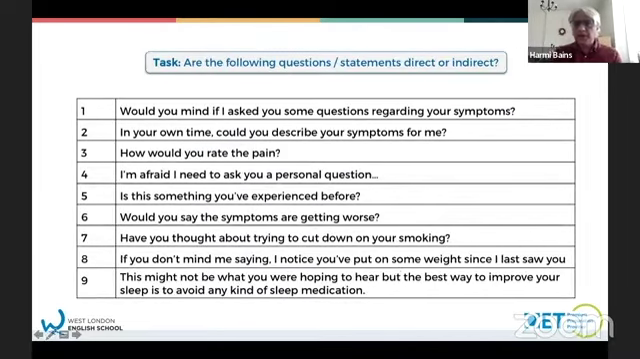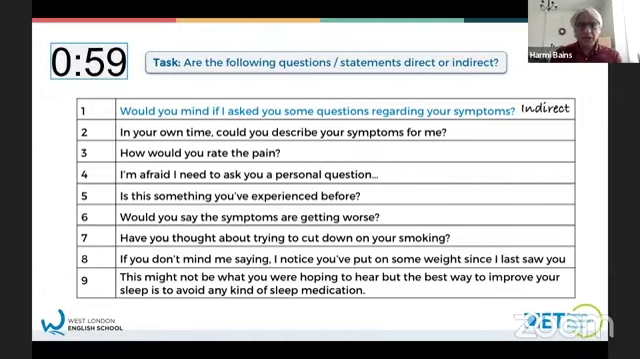Okay, let's do a quick task. Guys, feel free to type your answers into the chat, or any questions you have, please do put them into the chat as well. You've got to decide these sentences and questions, are they direct or indirect? If you have a look at number 1, it says, would you mind if I asked you some questions regarding your symptoms? Okay, I think you can see clearly we've got that starter, would you mind if? So yeah, this is an indirect question. Okay, guys, you've got a minute to do this, and the clock is ticking.